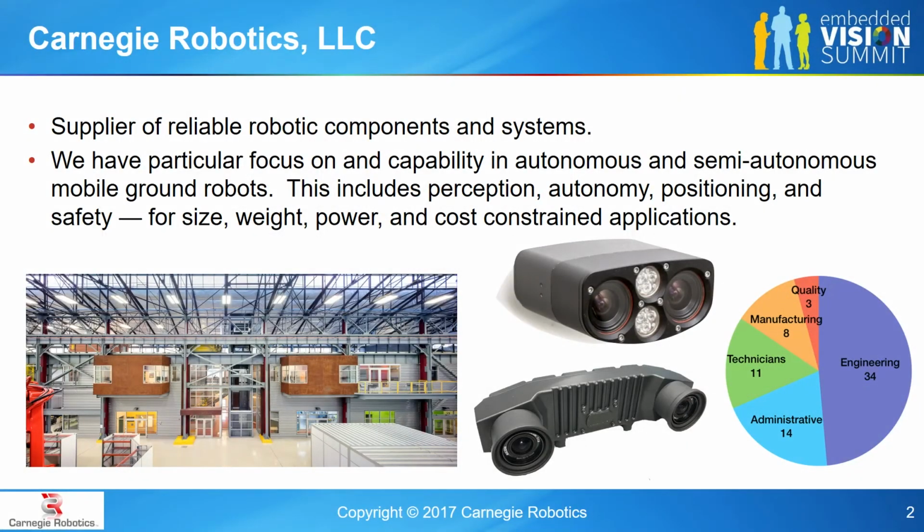Carnegie Robotics does two things. We build robotic components as well as custom systems. We're headquartered in Pittsburgh, and do this across a wide variety of industries. We're in the agriculture, military markets, industrial floor cleaning, and a whole host of other things.